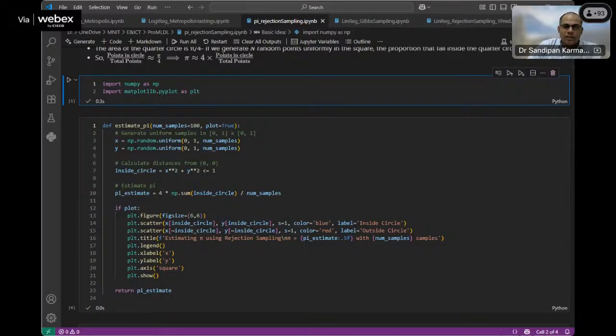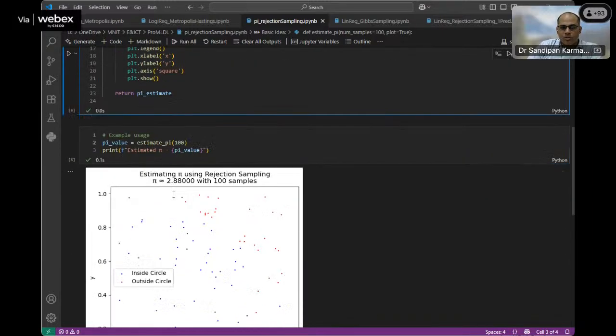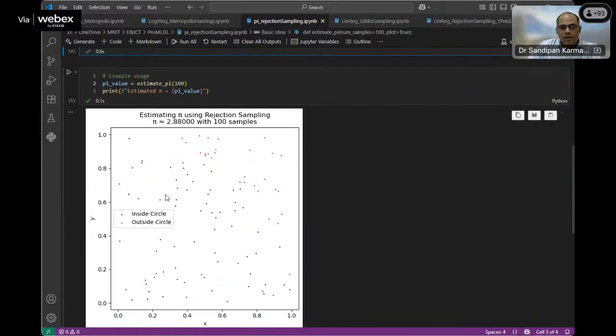Yeah, getting the output, right? Now suppose I am generating only 100 samples. If I am generating only 100 samples, then I cannot figure out where the circle area is and what is outside the circle. I cannot figure it out that much.